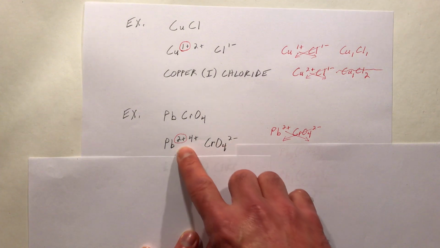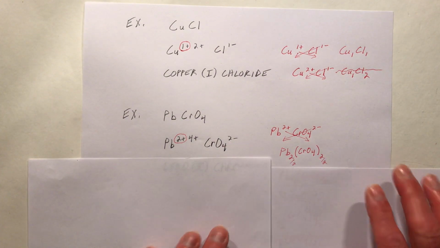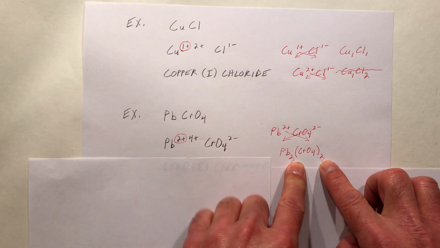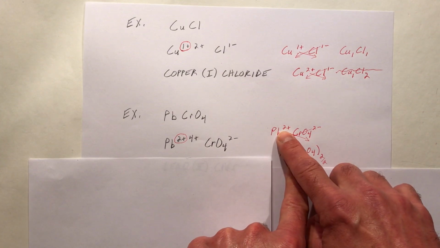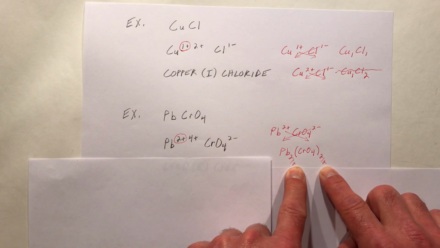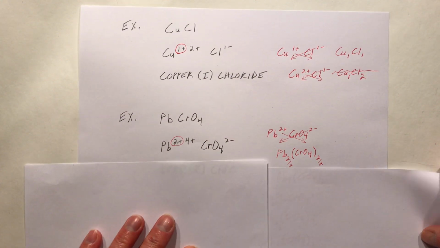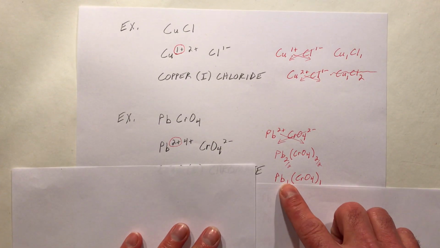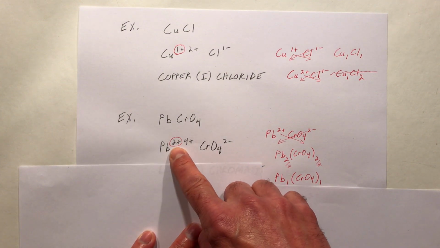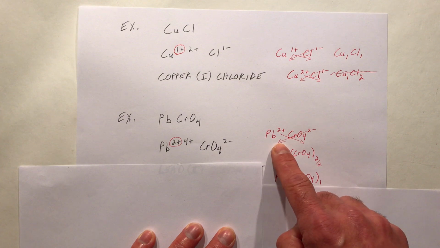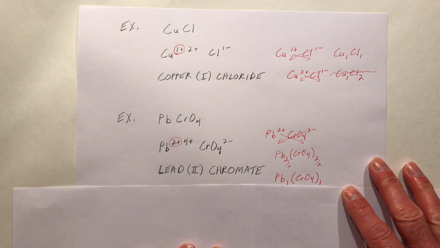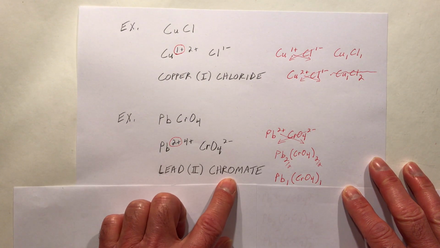CrO4 is a 2-. Let's try the 2+ first. If we crisscross 2+ and 2-, and we drop the 2 down and the 2 down, and we drop the plus and minus sign, we initially get Pb2, CrO4 taken twice. Those reduce down. 2 divided by 2 is 1. 2 divided by 2 is 1. So that becomes Pb1 CrO4 taken once. So that means we're using Pb2+ to get that formula. Pb2+ and CrO4 2-. So we're going to call this lead 2 chromate.